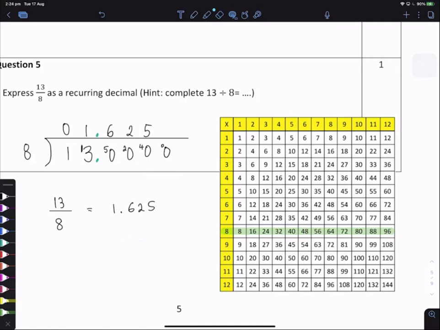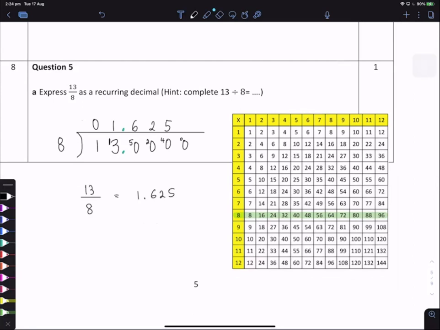1.625. Fantastic. I like how you said the numbers individually after the decimal point, you didn't say six hundred and twenty-five. So 1.625. Awesome. That's it, guys. That wasn't a recurring decimal, so that stopped.